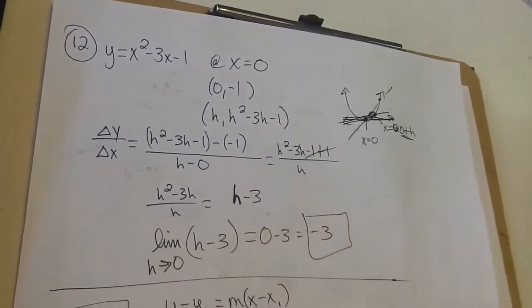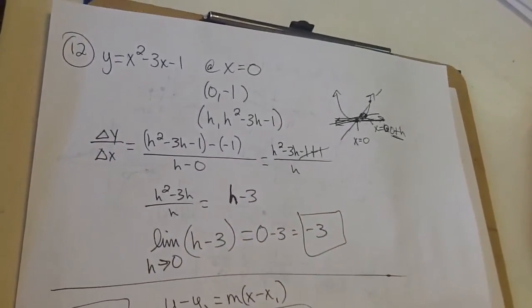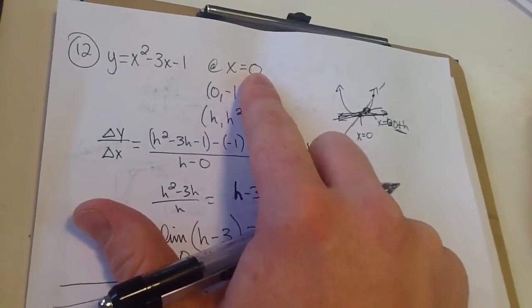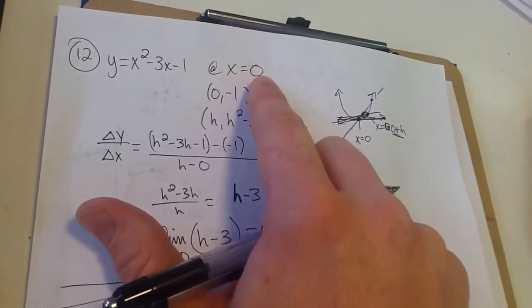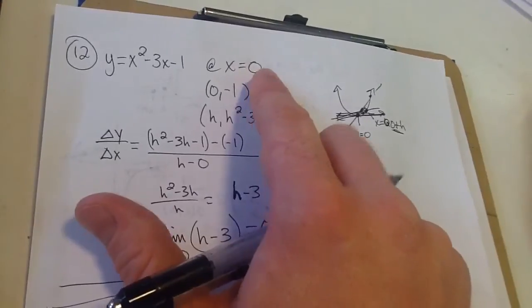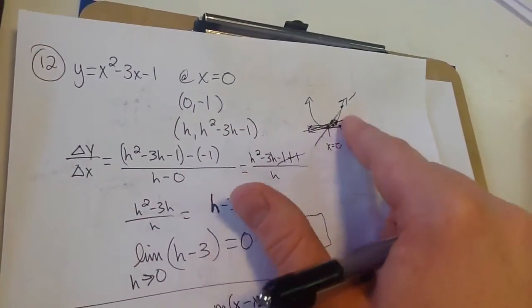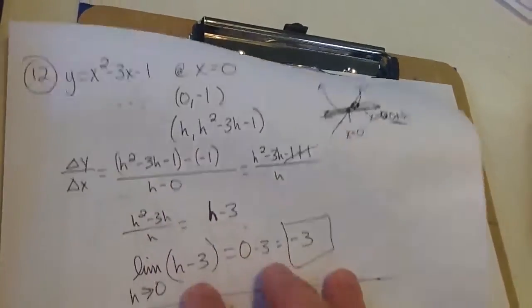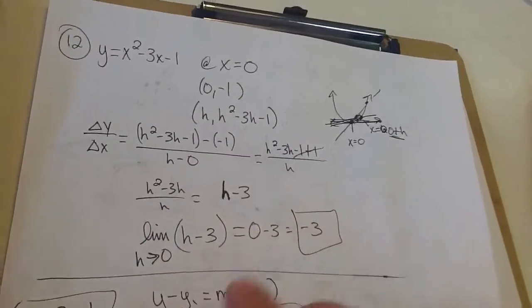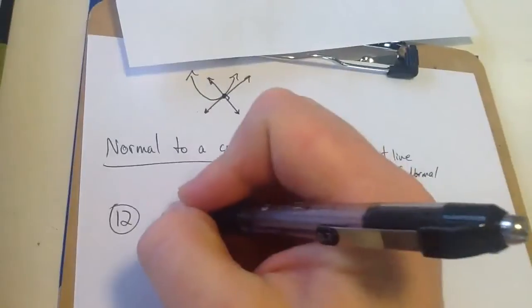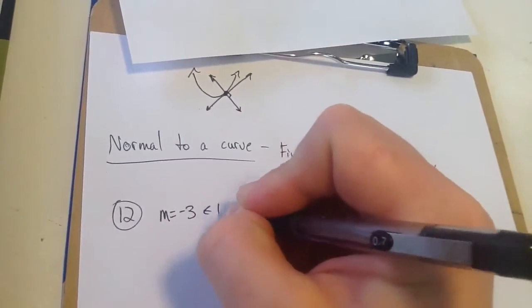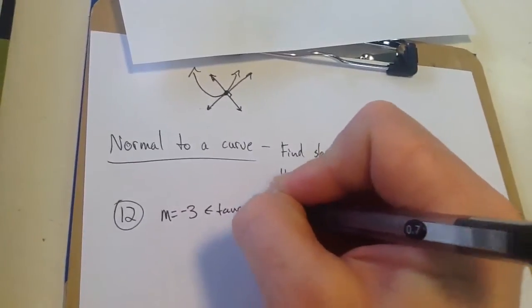So if I said find the equation of the line normal to the curve at x equals 0, what you would do is you find the slope of the tangent line first using this whole idea. And so we do all that. Hey, our slope was -3, right? So that was our tangent line.